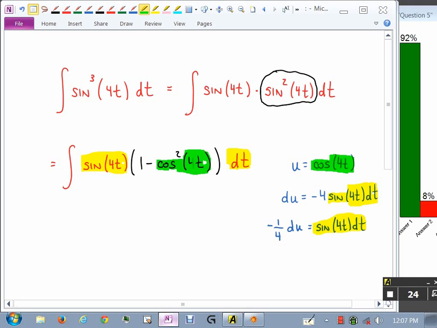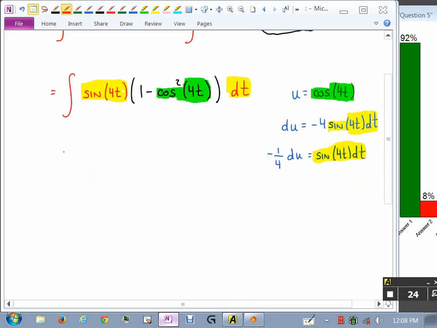And I'm going to rewrite the problem. Just curious, why didn't I let my u be equal to the 1 minus cosine squared? Then the derivative of 1 minus cosine squared is way more complicated than this, right? You would have to account for that square on that cosine. All right, rewrite the problem. What do you get? Negative 1/4 integral of 1 minus u squared du.